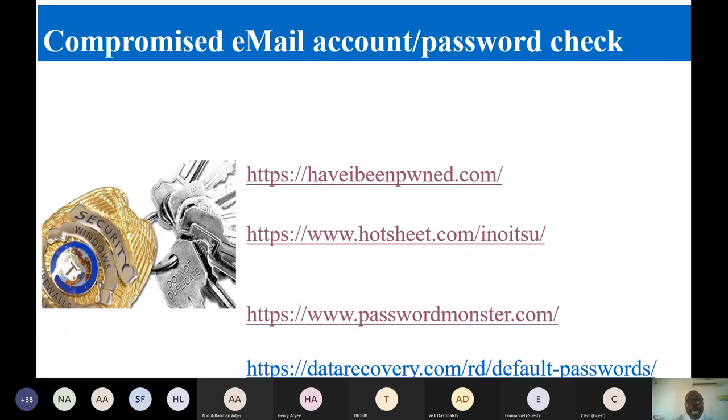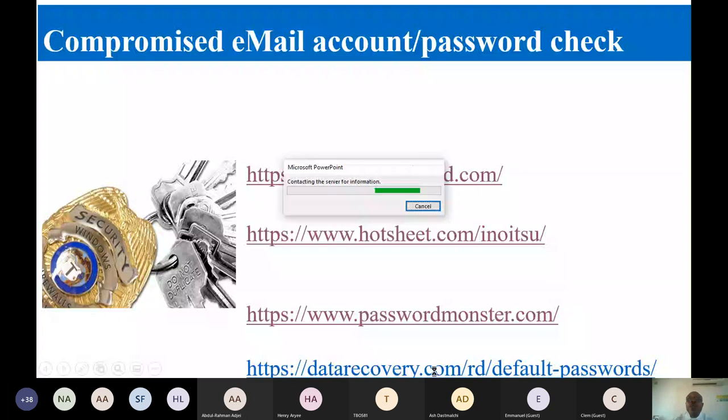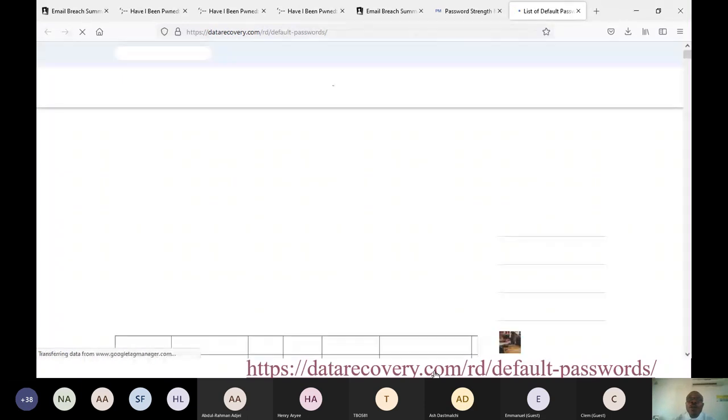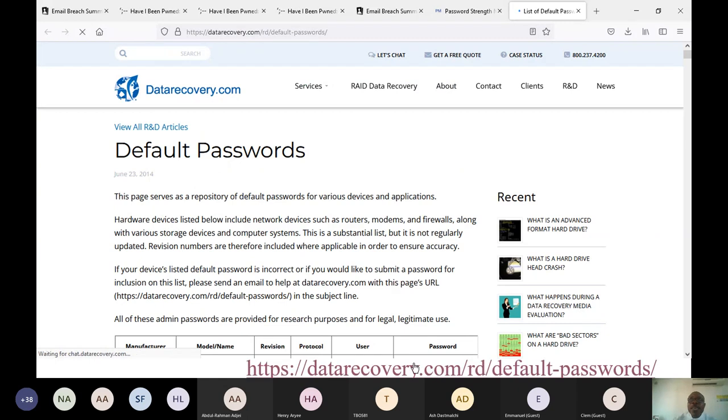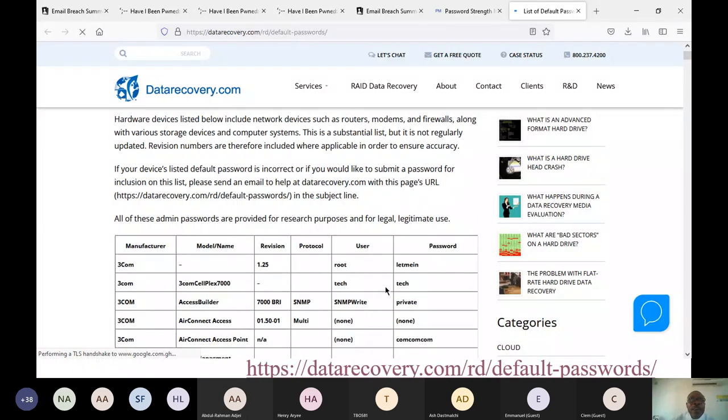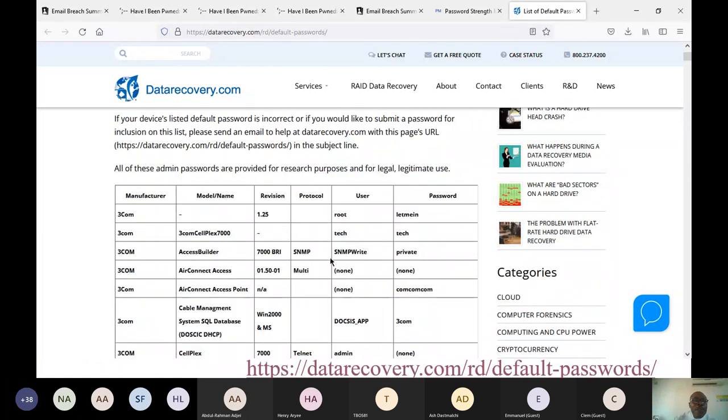So if you're a hacker and you undertake scanning of an organization's ecosystem and identify the devices they are using, the first thing you do is go to this site, which I'm going to now. When I get to the site, it provides me with a list of all networking equipment and devices that require usernames and passwords. On the screen you will see, on the first left, the manufacturer of the equipment, the model name, the revision, the protocol, and then the username and the password.